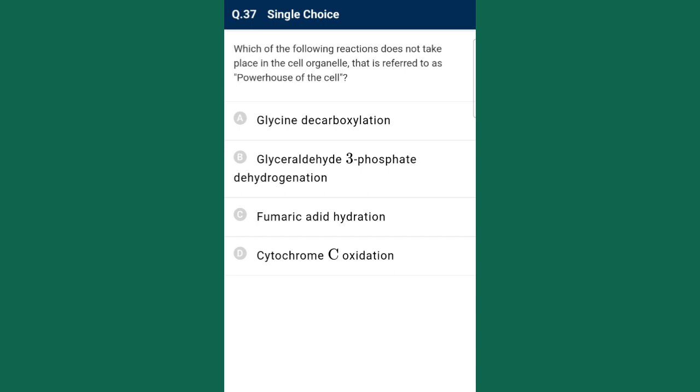Question number 37. Which of the following reactions does not take place in the cell organelle that is referred to as powerhouse of the cell?